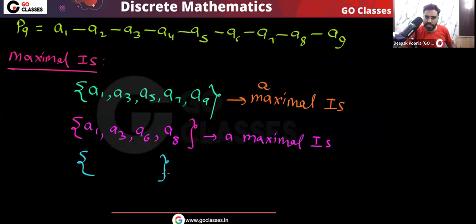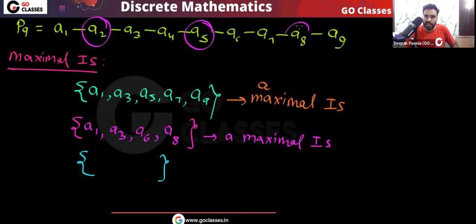I want an independent set in which I cannot add a new item without losing the property of independent set, and I want the smallest number of elements in this maximal independent set. So let me start with A2. If I start with A2, then I cannot take A1, I cannot take A3. Then I can take A4, but let me ignore A4 and take A5. If I take A5, I cannot take A4, I cannot take A6, I cannot take A3, I cannot take A1.